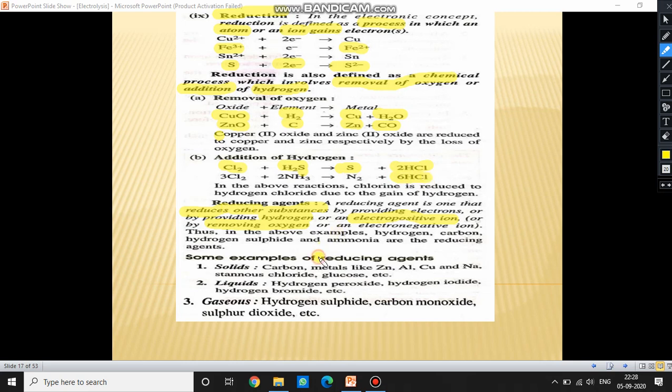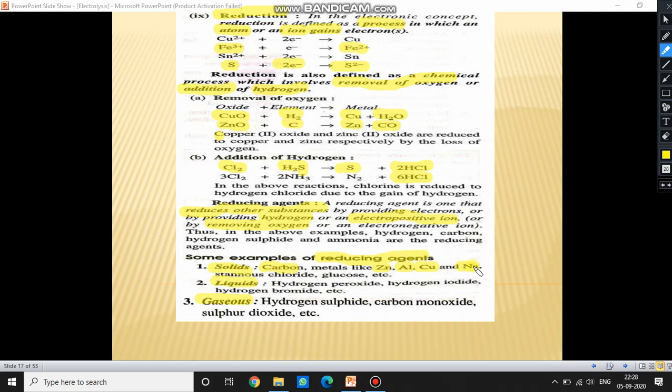Now some examples of reducing agents. There can be solid reducing agents, liquid reducing agents, and gaseous reducing agents. Among solid reducing agents, carbon we have seen in the example, and also the active metals like zinc, because they have more affinity for oxygen. This we have learned in metallurgy. They have a strong affinity for oxygen, so they take away the oxygen.